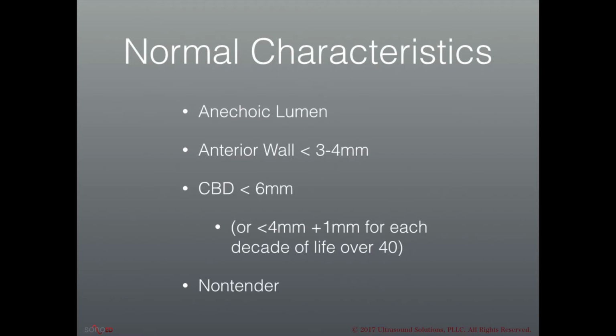So just to reiterate, the normal characteristics of the gallbladder are that it has an empty or anechoic lumen, that its anterior wall is less than 3 to 4 millimeters, depending on the author that you read. I'll generally use about 3.5 millimeters as the upper limits of normal. The common bile duct should be less than 6 millimeters, or, depending on other authors, less than 4 millimeters plus 1 millimeter for each decade of life over age 40. And of course, the non-pathologic gallbladder should be non-tender.